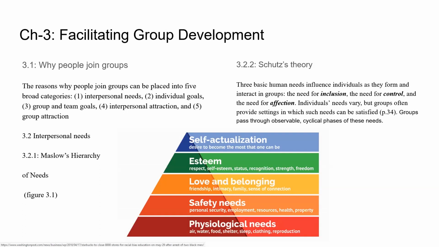The first thing we're going to talk about here is interpersonal needs. The first reason that people join groups is because they want social relationships, companions, to make friends, do some networking, be able to socialize, and be able to draw on other people for resources.